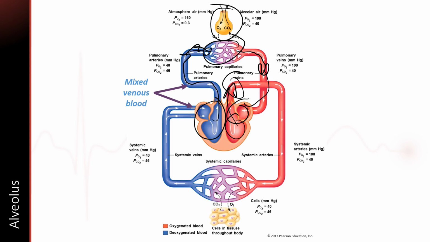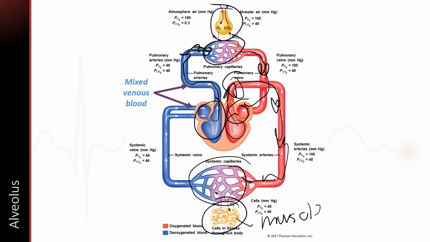Okay? So now we have this oxygenated blood that's been pumped from the left ventricle out into the systemic circuit. These systemic arteries are going to do what? They're going to deliver oxygenated blood to the tissues of our body. These could be muscle cells, right? This could be skeletal muscle tissue. These could be arteries taking blood to skeletal muscle tissue during exercise, for example.